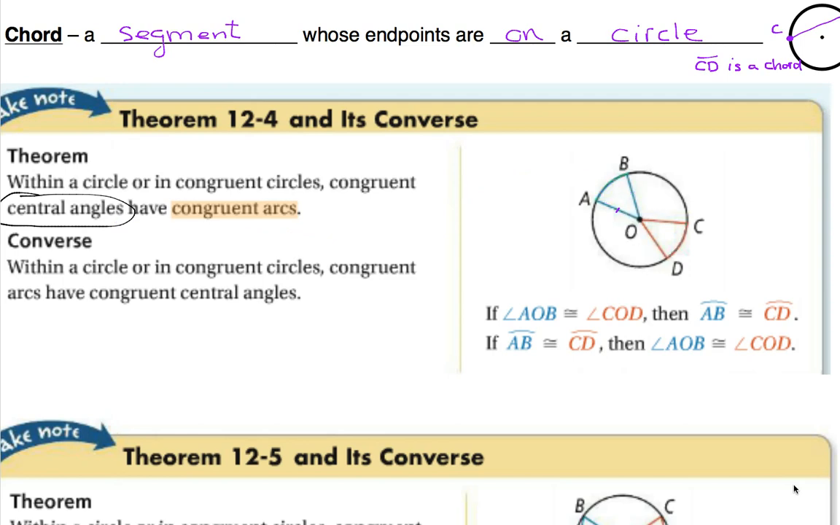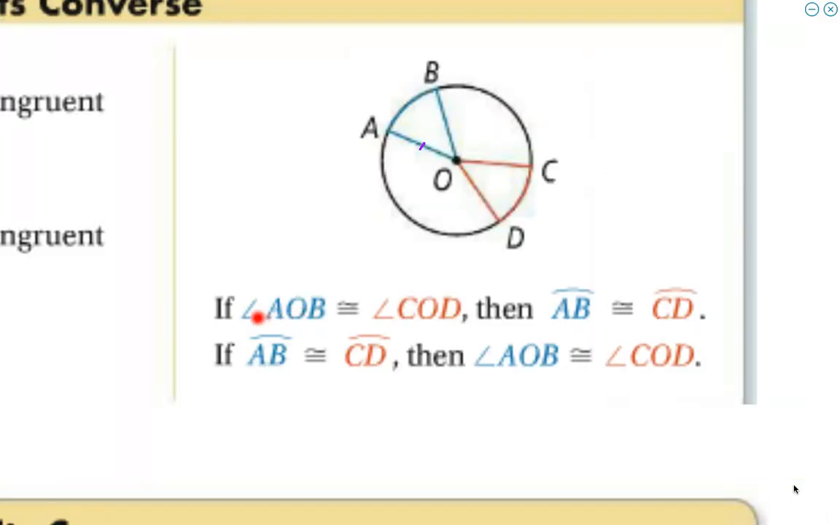Let me erase that just so we can free up what this is saying down here. If angle AOB, which is right here, is congruent to angle COD, which is right here, then notice how this is written: arc AB is congruent to arc CD, and vice versa. Converse: if arc AB is congruent to arc CD, then the central angles are congruent. When we go through these, start picturing what the algebra problems are going to look like. Start picturing what the proofs are going to look like. Start making those connections.